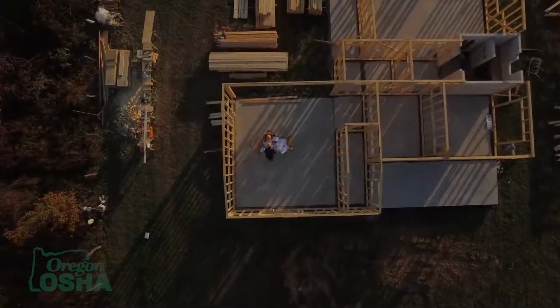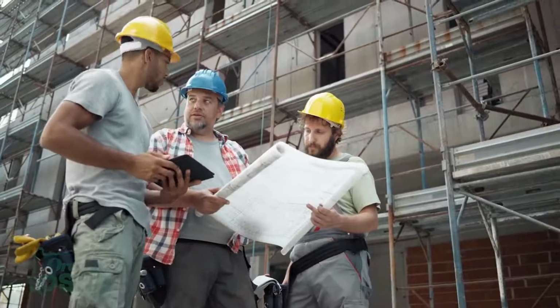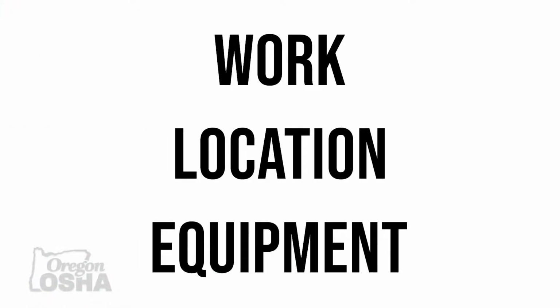Let's face it, it can be difficult to achieve elimination. It requires thinking outside the box and may not be available in every situation. So when there's fall hazards, the first thing we need to ask ourselves is, can we change the way we work, the location, or possibly the equipment? Here's some examples.